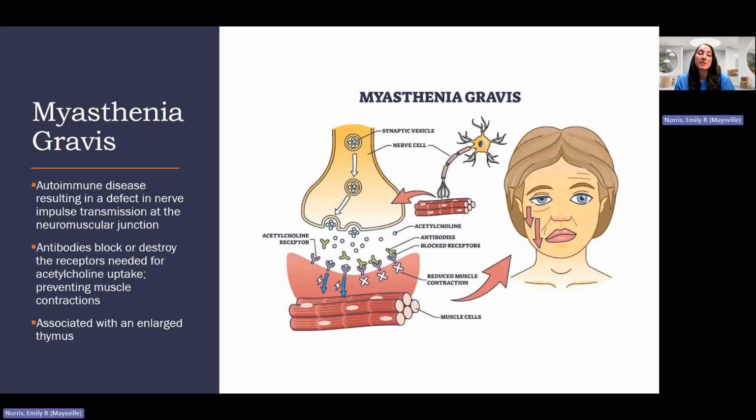Next is myasthenia gravis. This is an autoimmune disease that results in a defect in nerve impulses transmitted at the neuromuscular junction. Antibodies actually block or destroy these receptors that are needed for acetylcholine reuptake, and that prevents the muscles from being able to contract. It's associated with an enlarged thymus, and it is often associated with other diseases like lupus, rheumatoid arthritis, and diabetes. There are multiple forms of myasthenia gravis that range from very mild to very severe.